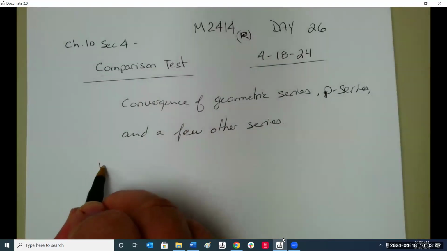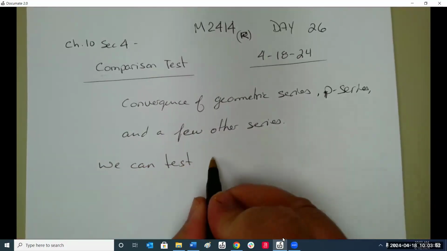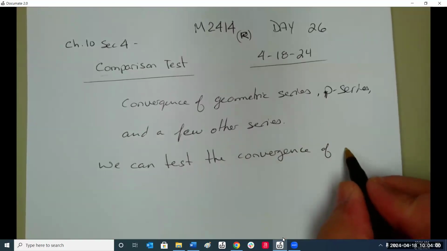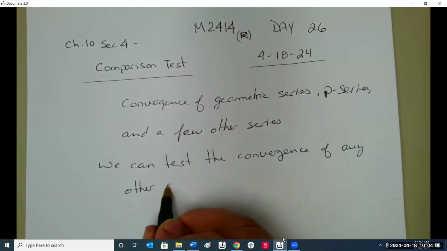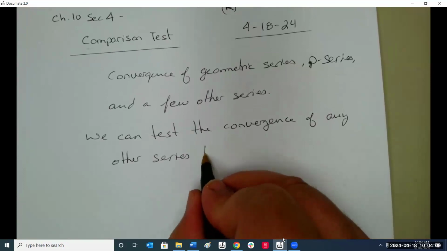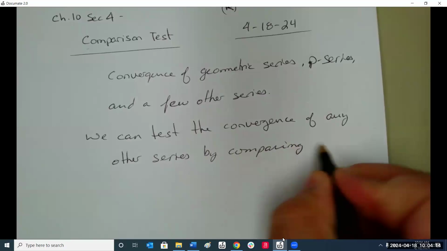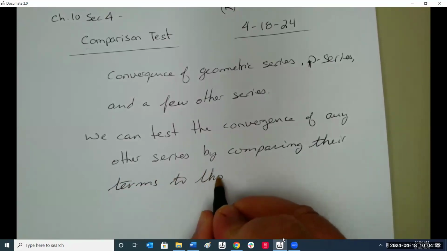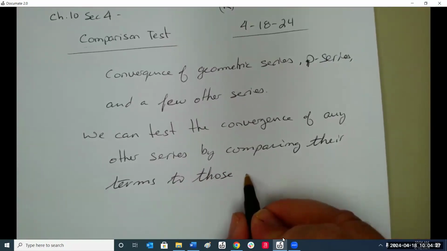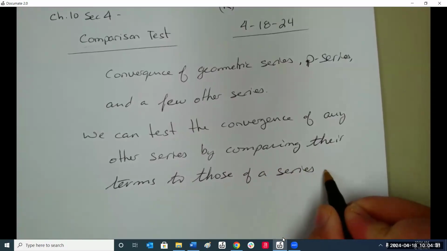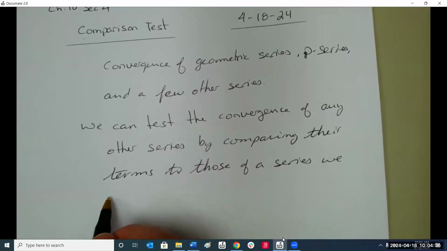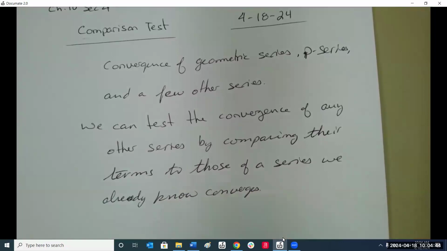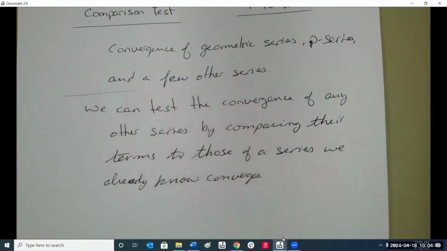Now, with the comparison test, we can test the convergence of practically any other series by comparing their terms to those of a series we know converges. So that's what we're going to do in this section.